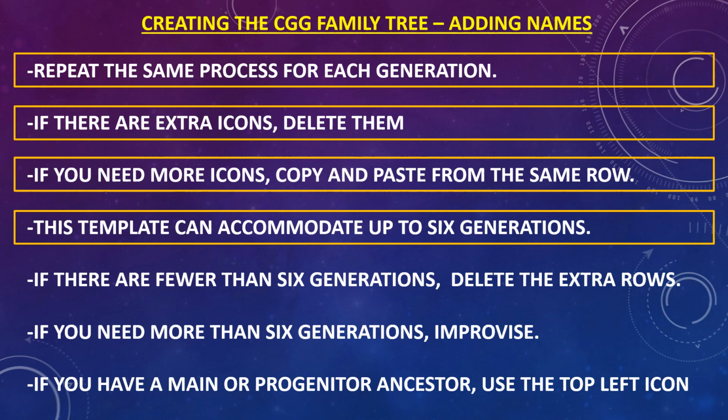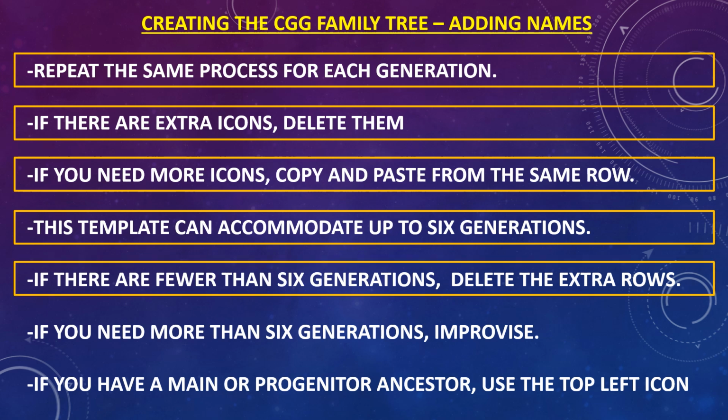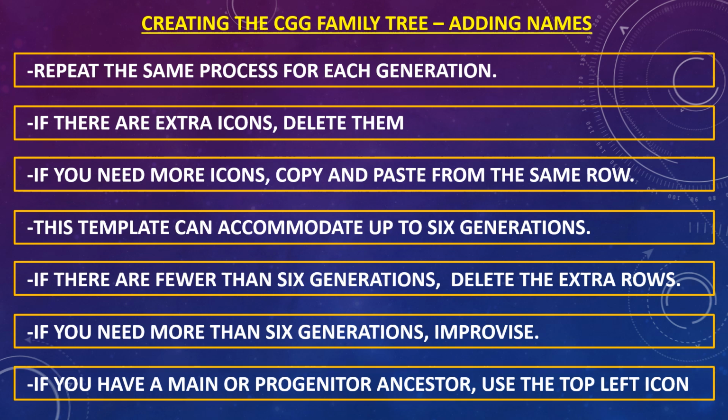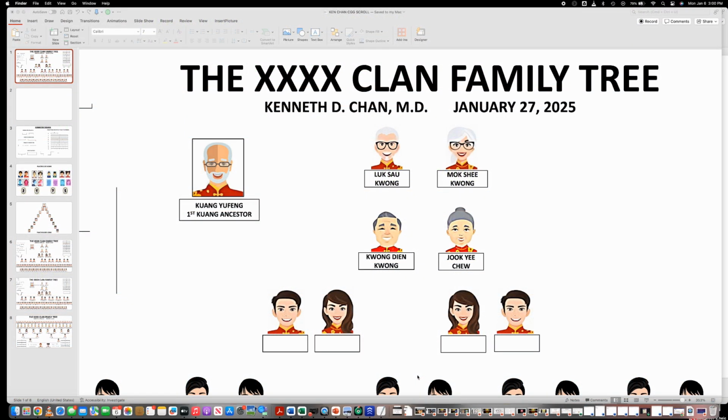This template can accommodate up to 6 generations. If there are fewer than 6 generations, delete the extra rows. If you need more than 6 generations, improvise. If you have a main or progenitor ancestor, use the top left icon. Adding names. Next generations.